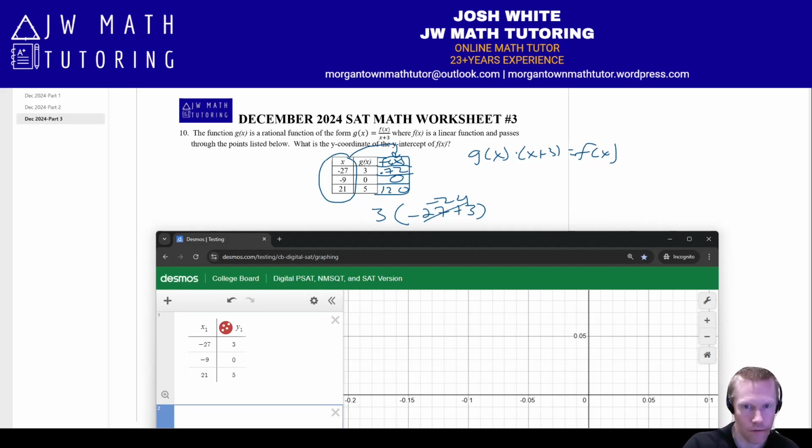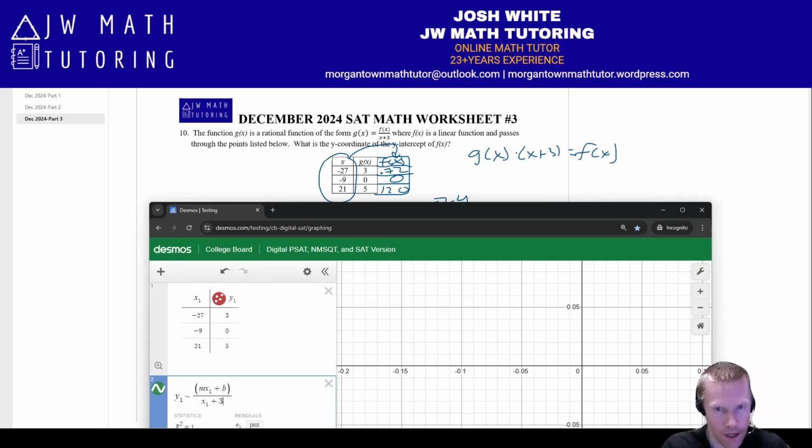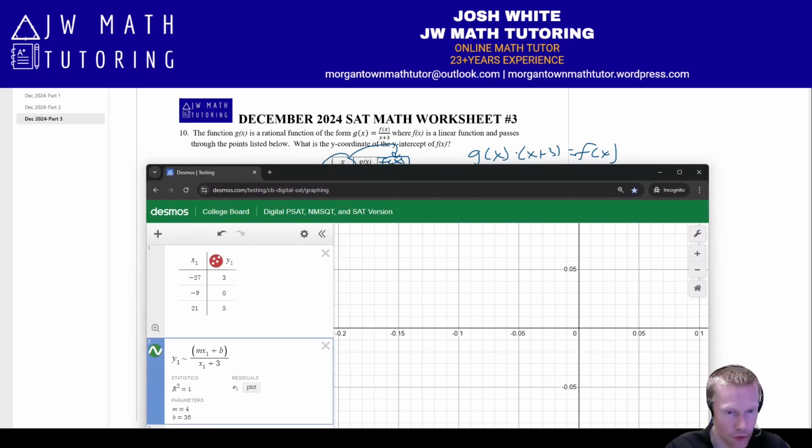And then we're going to do a regression. And the regression is going to be of a linear function divided by x plus 3. Okay, so now that I do that, notice it returns your values for m and b, okay, for my linear function. It wants the y-coordinate of the y-intercept of that. Well, that's just b. So right here, answer's just 36.